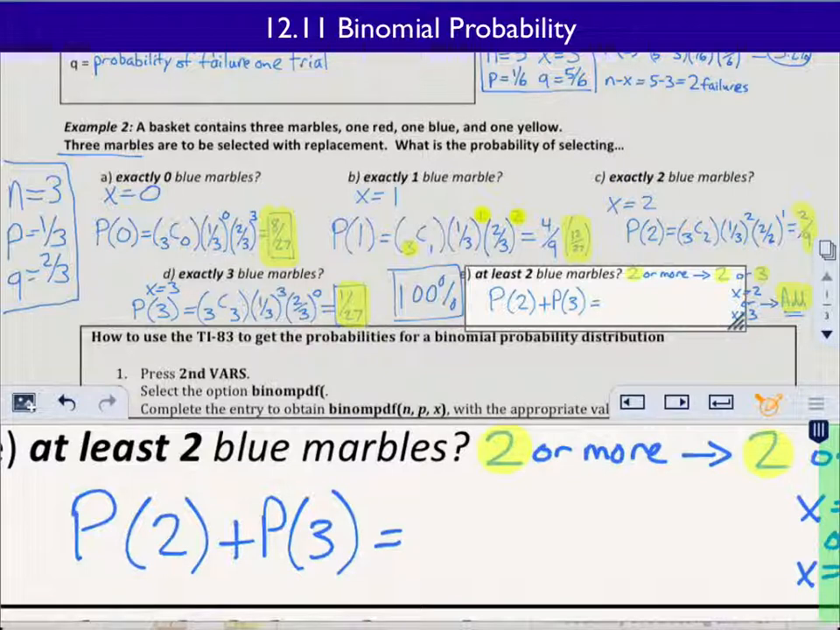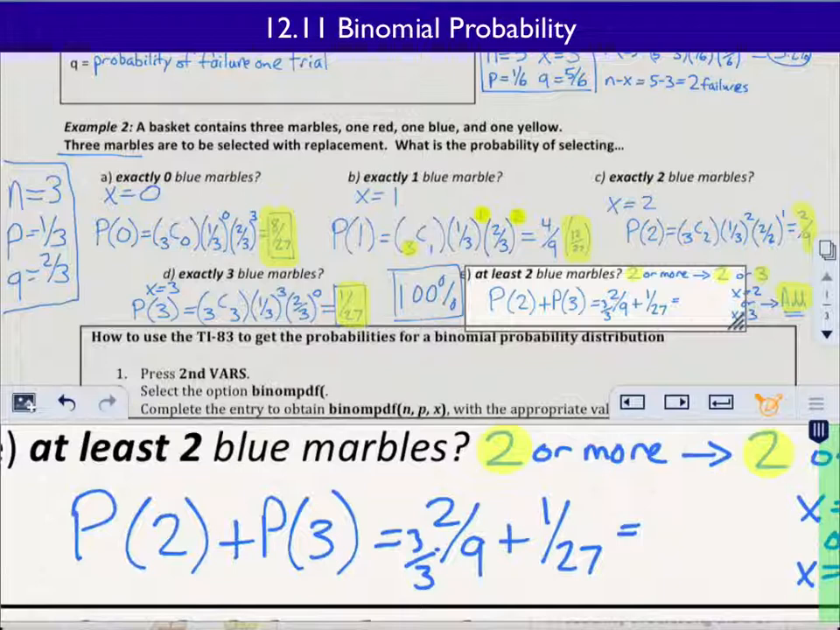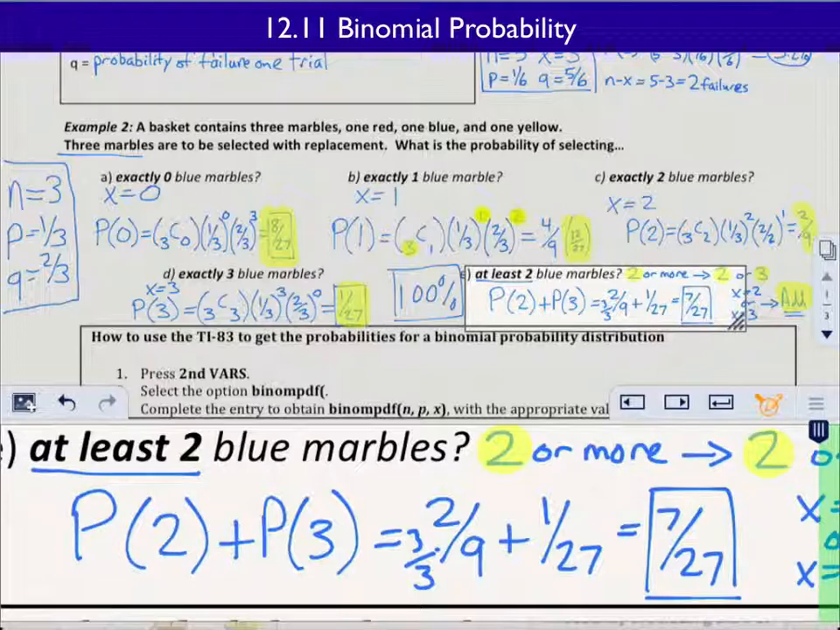Okay, so we had already found the probability of 2 was 2/9, and the probability of 3 was 1/27. And when we add this together, because that's times 3/3, so 6 plus 1 equals 7/27. So if you have a probability distribution, finding the at least is not too bad. You just take that one and you add all the ones above it.